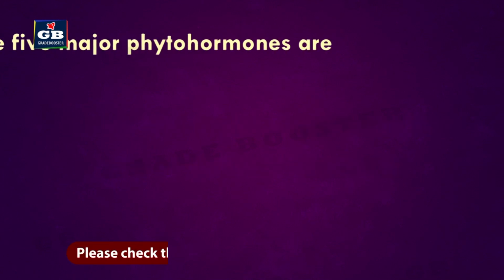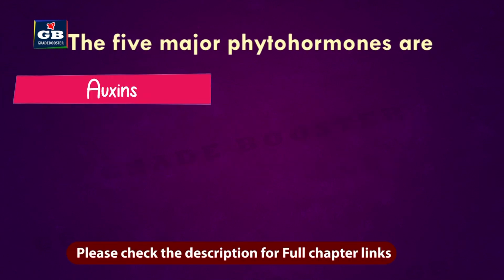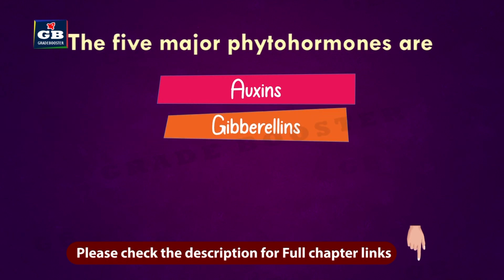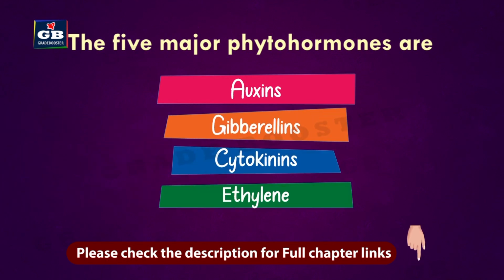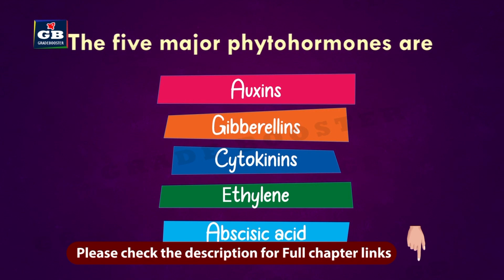Name the major phytohormones and write their functions. The 5 major phytohormones are auxins, gibberellins, cytokinins, ethylene, and abscisic acid.